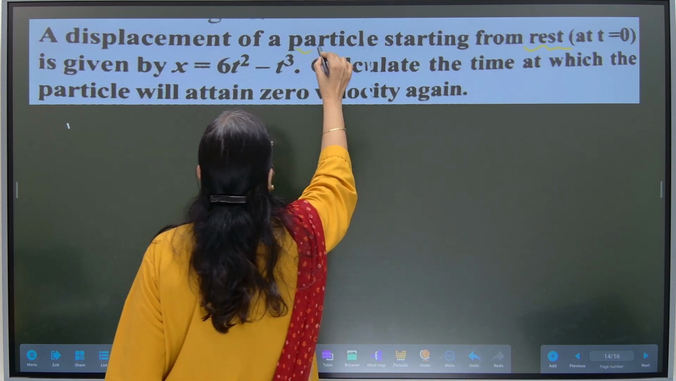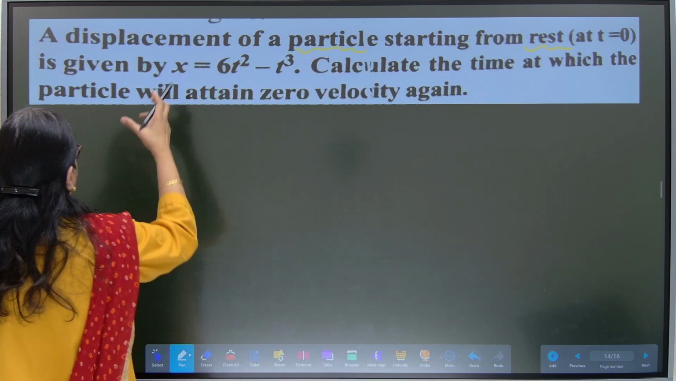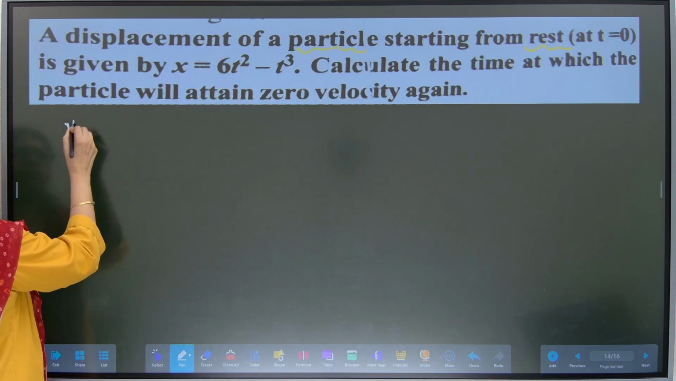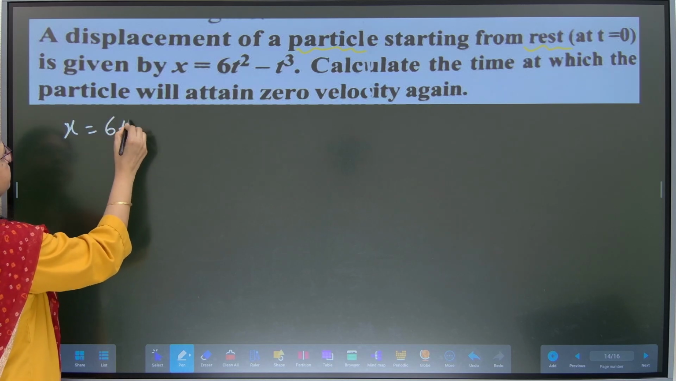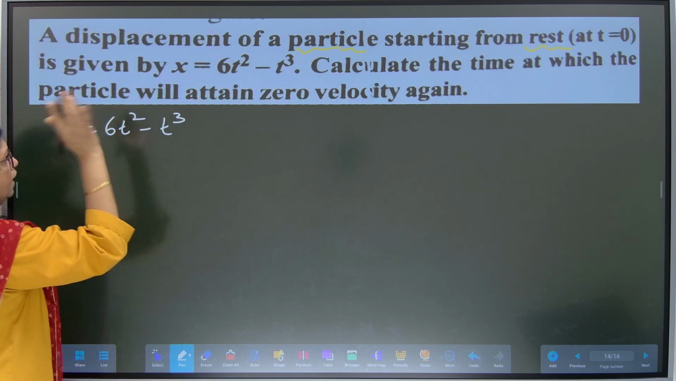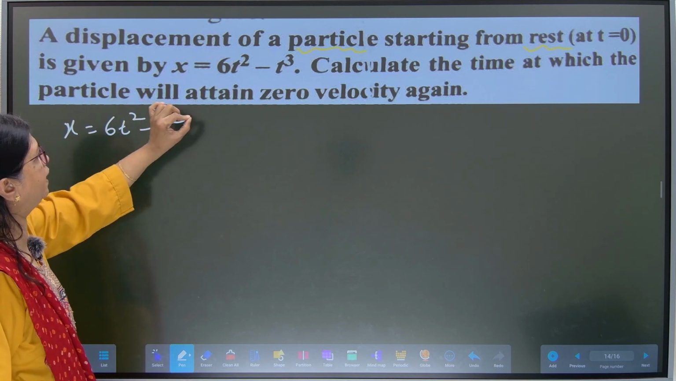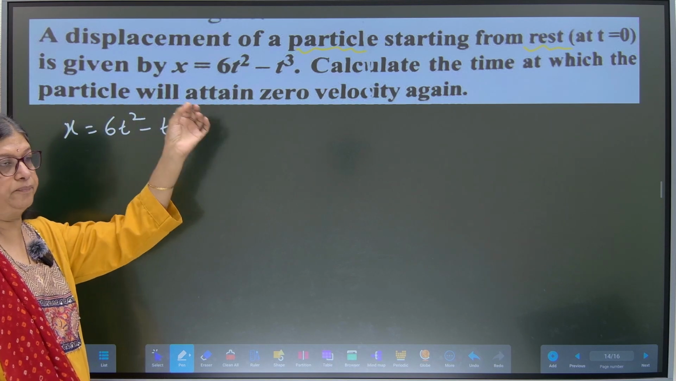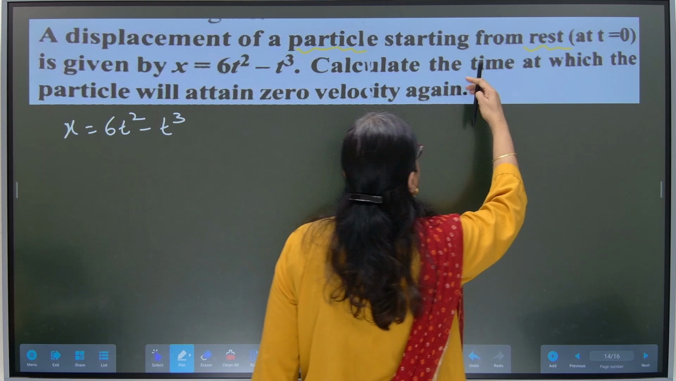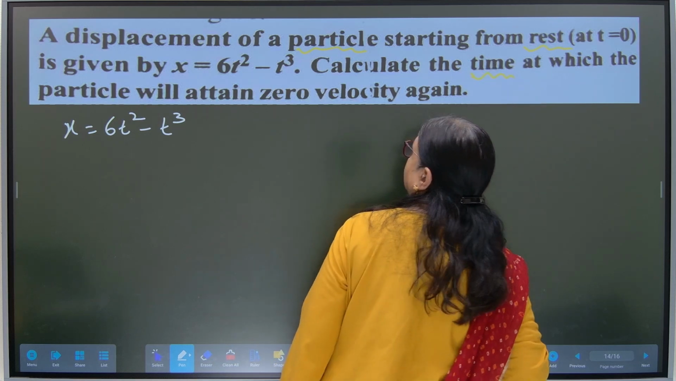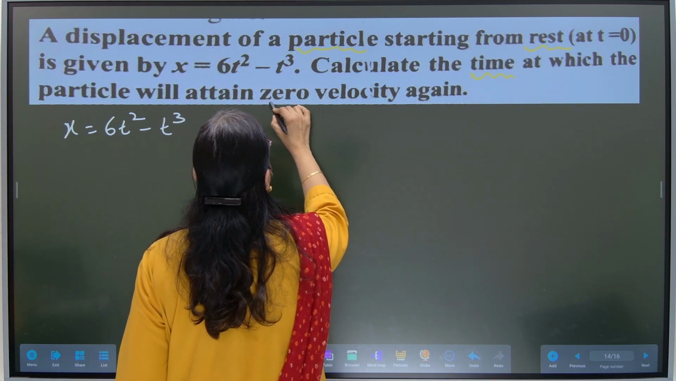Okay, the particle was at rest. That displacement is given by the equation in our numerical. Calculate the time at which the particle will attain zero velocity again. What is asked to calculate? Time. What is the condition? Zero velocity.